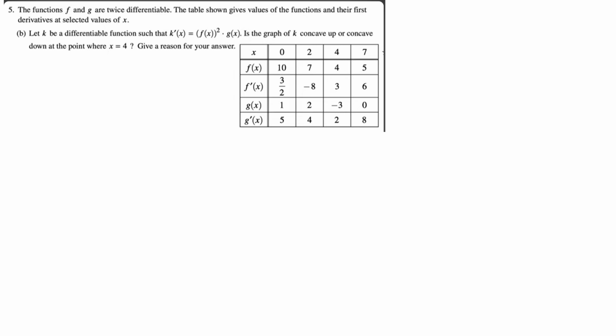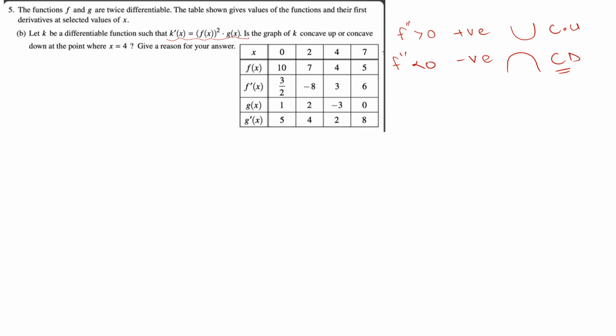So in this part, they are saying let k be the differentiable function such that k prime of x is equal to f of x whole squared times g of x. Is the graph concave up or concave down? Now you should know that in order to find concave up or concave down, we should take the second derivative. If the second derivative is greater than 0, which means it is positive, it is concave up. Whereas if the second derivative is less than 0, that means the answer is negative, which means it is concave down.